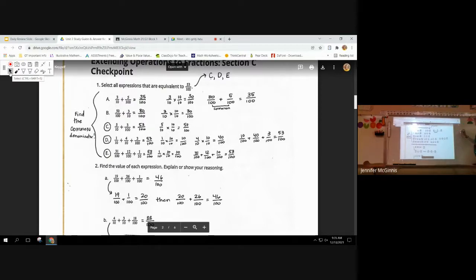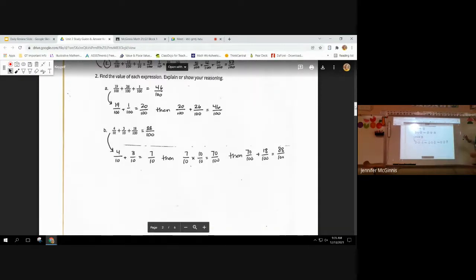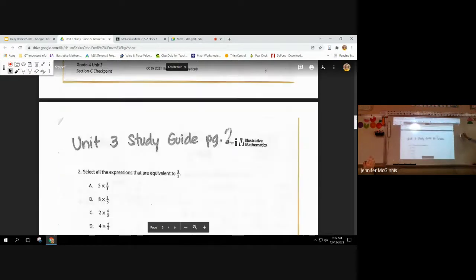Same for number 2. Whoopsie. Find the common denominator. See, and I did 19 plus 1. I did these two first. That equals 20. Then 20 hundredths plus 26 equals 46 hundredths. So I tried to break it down for you the best I could. Okay? You already have this answer key with you. We're just going over this together so that you can have success tomorrow. I want to have a successful day tomorrow.